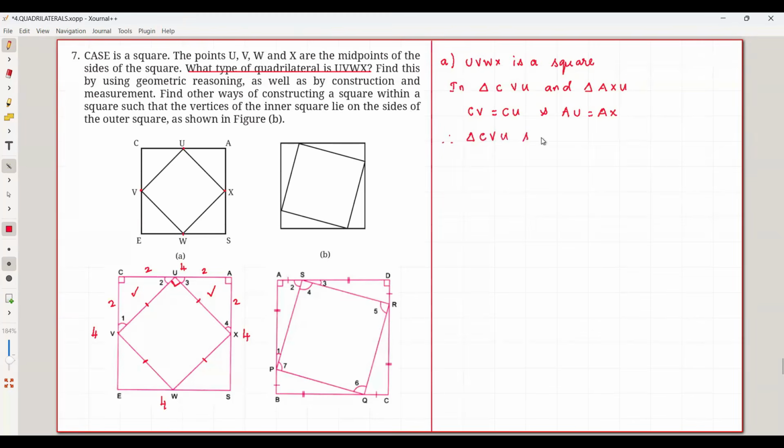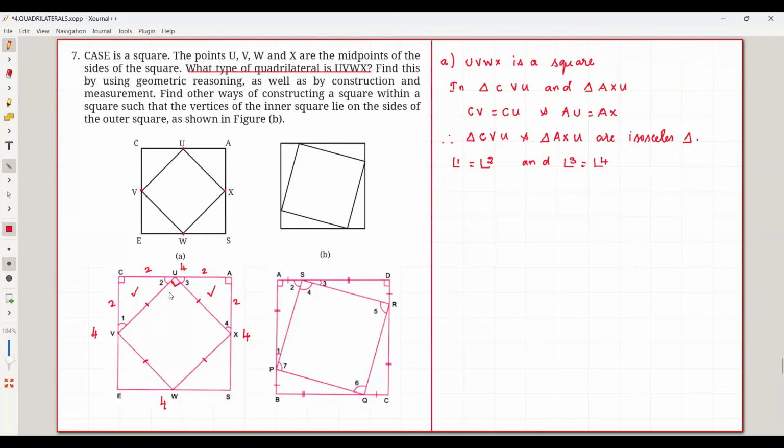So triangle CVU and triangle AXU are isosceles triangles. If it's an isosceles triangle, the base angles will be equal. Angle 1 will be equal to angle 2, and angle 3 will also be equal to angle 4. Angles 1 and 2 are base angles, 3 and 4 are base angles. They will be equal. Our aim is to prove these two triangles are congruent. How can I say that?